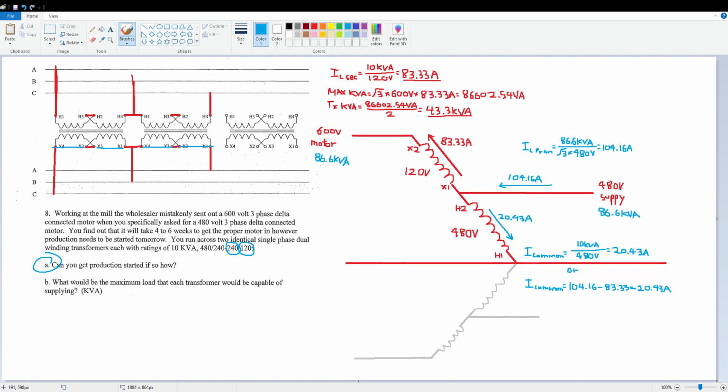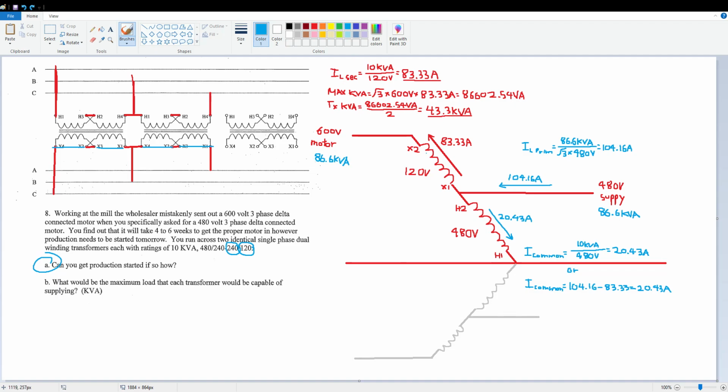Now this is asking what the maximum load each transformer would be capable of supplying would be. It's not 10 kVA because this is like an auto transformer, and it's boosting, right? So that boost is actually going to allow it to supply much more than what it says here. So first of all, the red is just going to be answering this question, and I'll explain all this later.